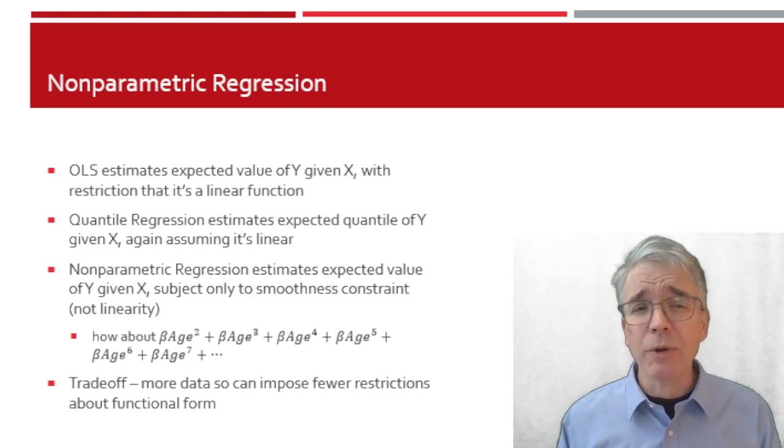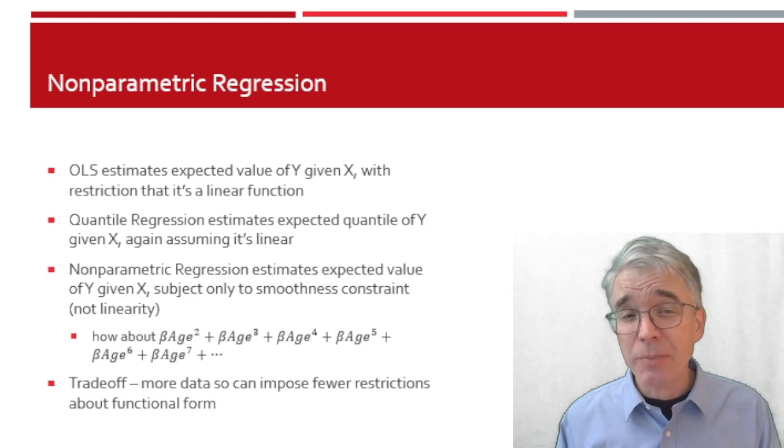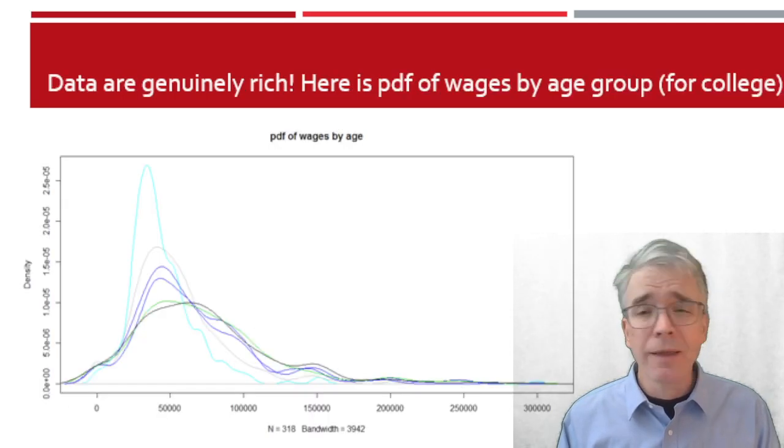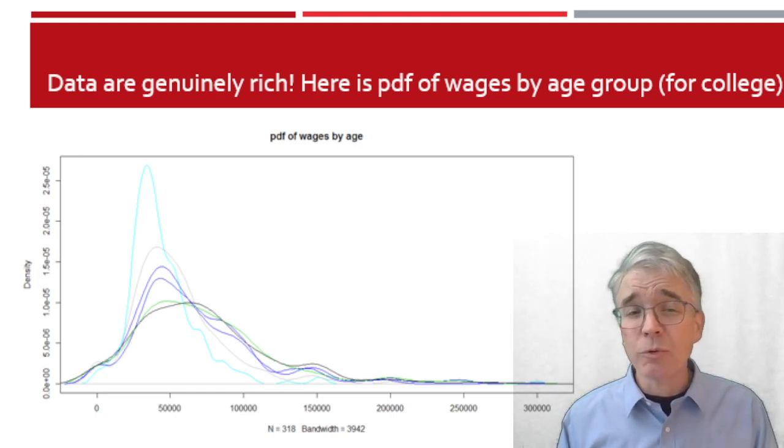There's a trade-off. We need more data in order to relax our assumptions about the functional form. We want to let the data speak, but we need a lot of data for that. And the data are genuinely rich. There's tremendous variation, so when we estimate the averages, we're compressing down a lot of it.